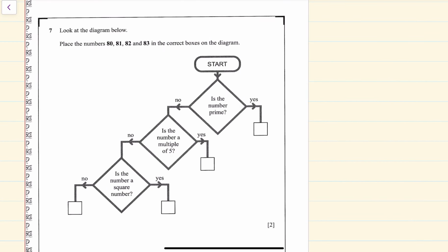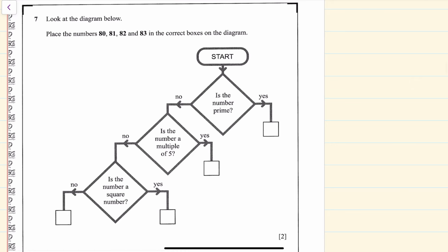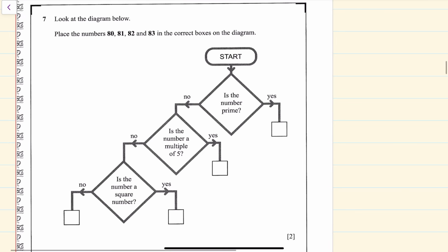Right, look at the diagram below. Place the numbers 80, 81, 82 and 83 in the correct boxes. Okay, right, so we'll do 80 first. Is 80 prime? No, it's not. Is it a multiple of 5? Yes, it is. Right, 80's in here then, straight off.